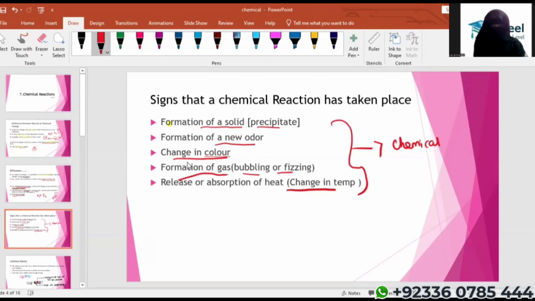Sometimes you will see just the formation of a new odor. Sometimes you will see that there is no reaction except a change in color. Sometimes you will see bubbling and fizzing. And sometimes there will be nothing at all, just a temperature rise or a temperature drop. So all of these five observations can either be seen together or occur individually. And by that, you will recognize that a chemical reaction has taken place.